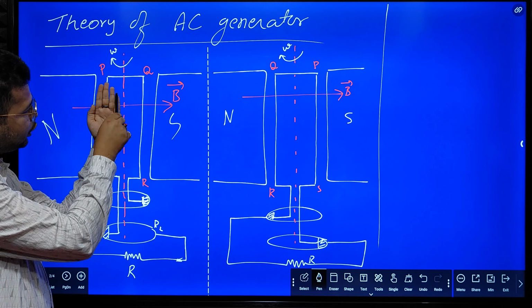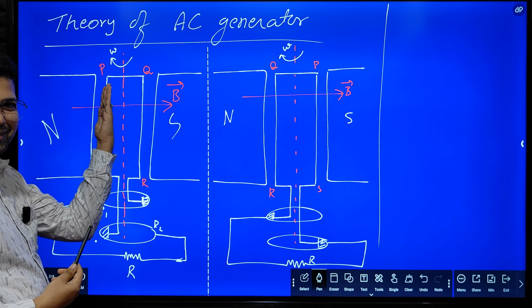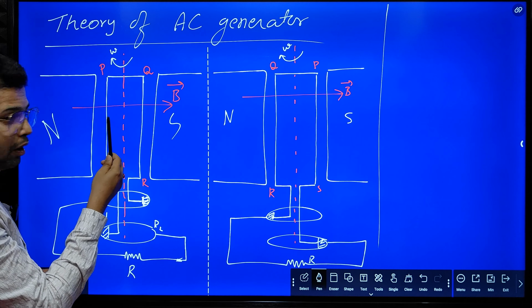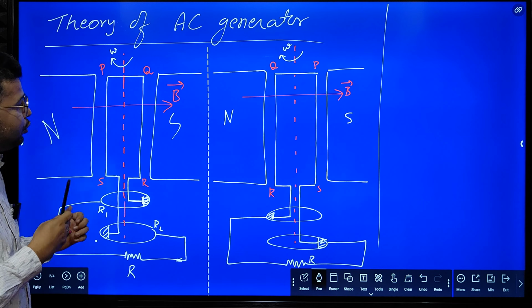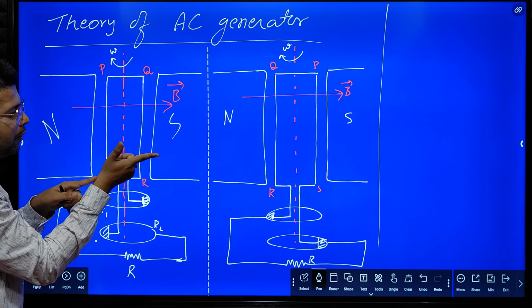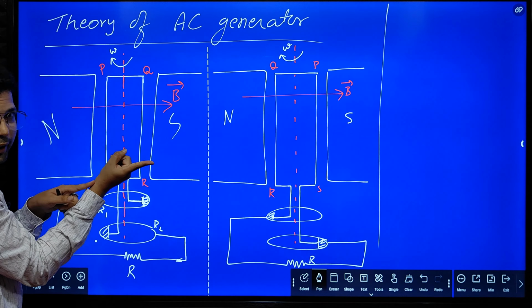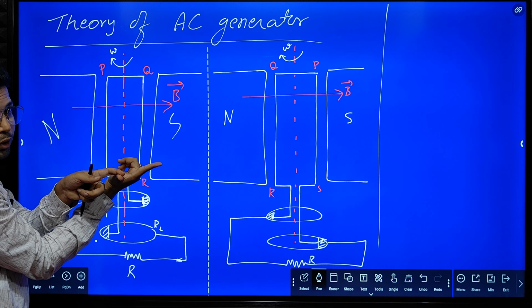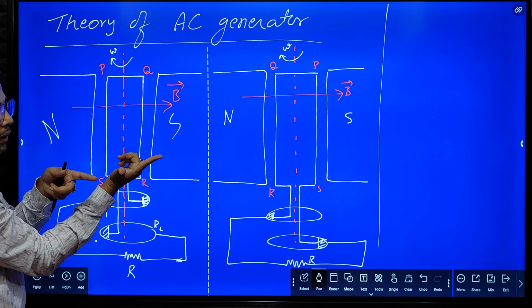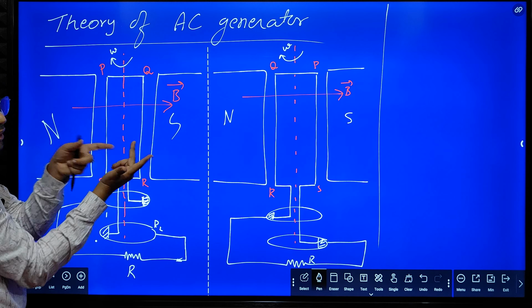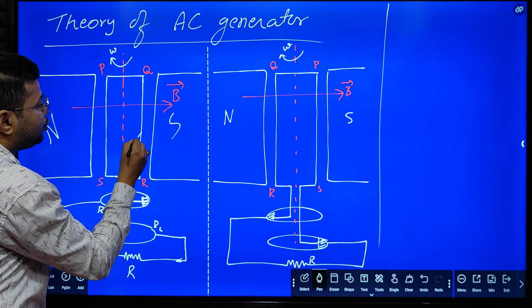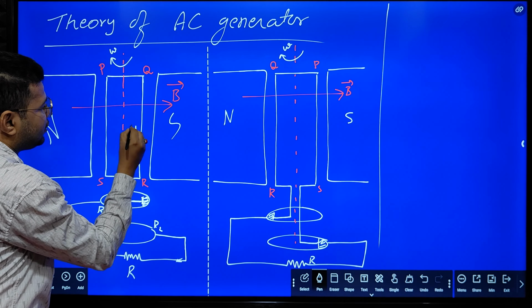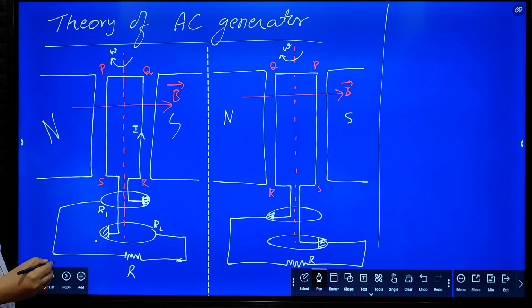What does it mean? This QR is coming out. So using the right hand rule, the forefinger shows the direction of the magnetic field, the thumb gives the direction of motion of the conductor. QR is coming out, then the central finger gives the direction of the induced current. This is the direction of the induced current.